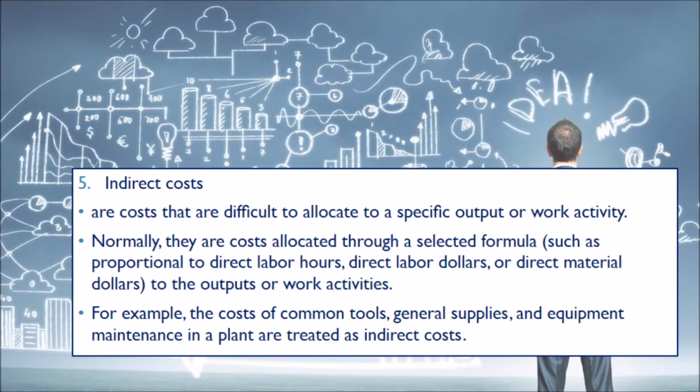Indirect costs are costs that are difficult to allocate to a specific output or work activity. Normally, they are costs allocated through a selected formula to the outputs or work activities. For example, the cost of common tools, general supplies, and equipment maintenance in a plant are treated as indirect costs.